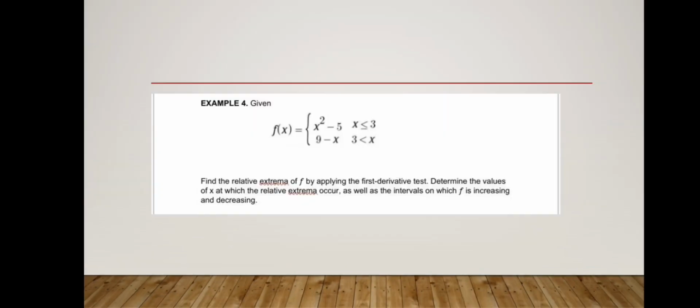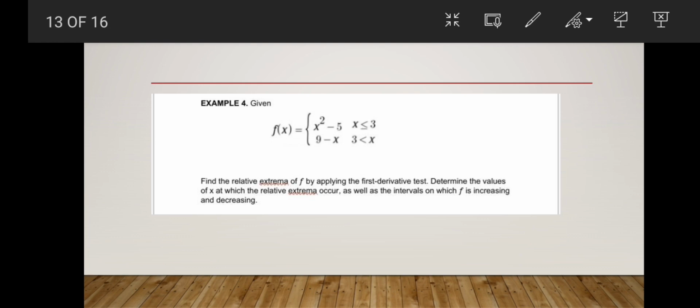Let us now proceed to our next example. Given the function f of x is equal to x squared minus 5 if x is less than or equal to 3, and 9 minus x if 3 is less than x. So we need to find the relative extrema of f by applying the first derivative test. Determine the values of x at which the relative extrema occur, as well as the interval in which f is increasing and decreasing. So the first thing to do is we need to find f prime x of this function.